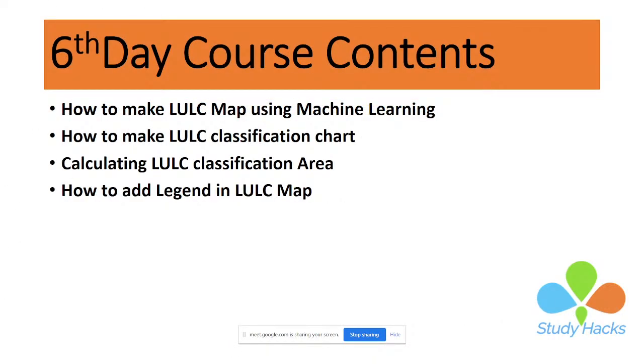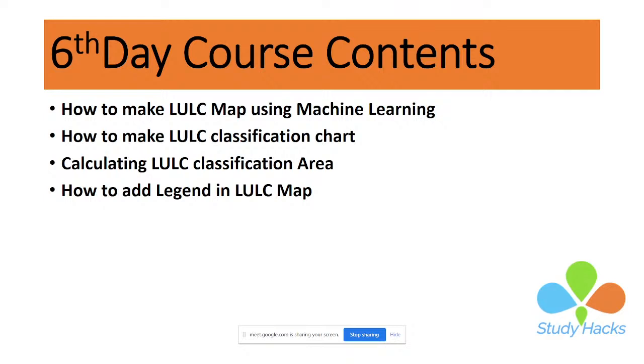Mainly today we'll discuss how you can easily make the land cover classification map using machine learning. This time I use supervised machine learning. Then how to make the LULC classification chart. Suppose you want to make an area chart showing how much built-up area, how much barren land, and other classes are available. We can also represent the area in a chart, and then calculate the area of every class in LULC.